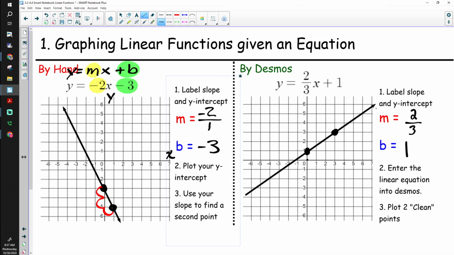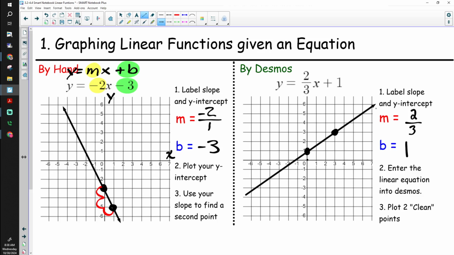I don't know. But you can do either one you prefer. If you want to count your rise over run, do it. Do you want to put it into Desmos and find 2 pretty points? Awesome. Both ways work fine. That's how we graph linear lines.